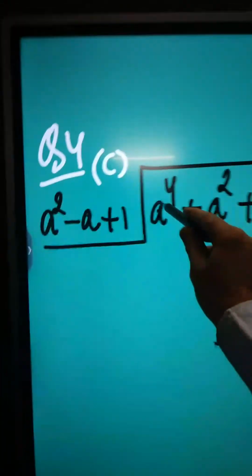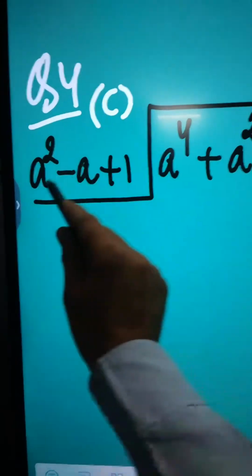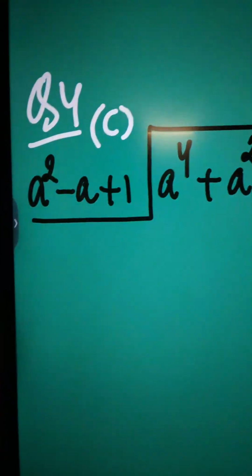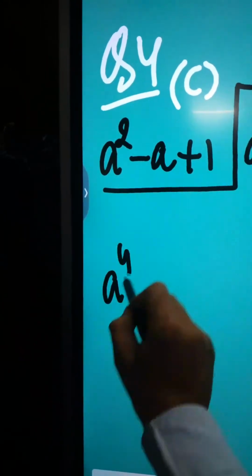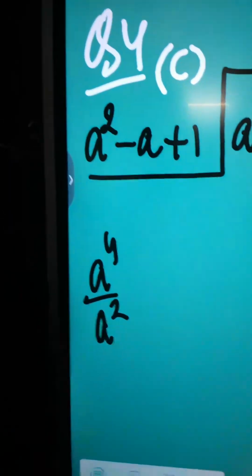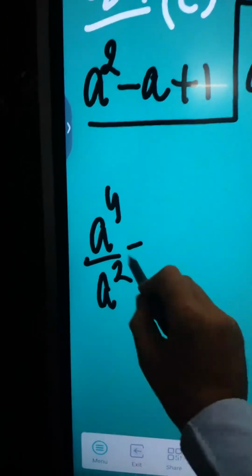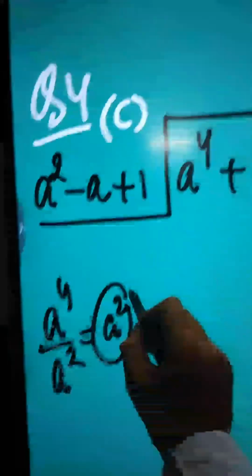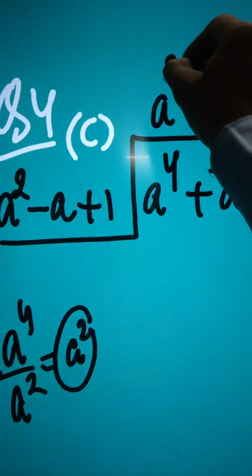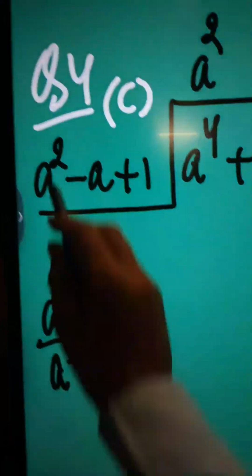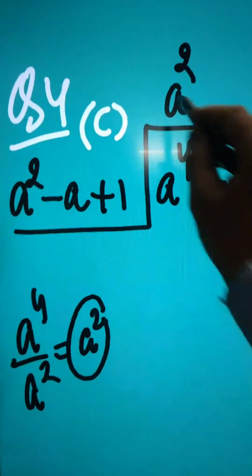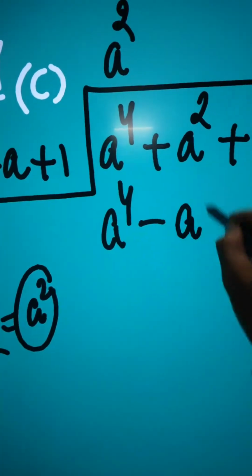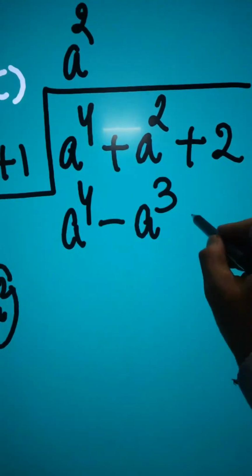So divide the first term a⁴ by a². What will it give you? 4 minus 2 will give you a². So this a² will be written here. The first term you have to do like this. After that, multiply all. a² into a² is a⁴. a² into a is minus a³.